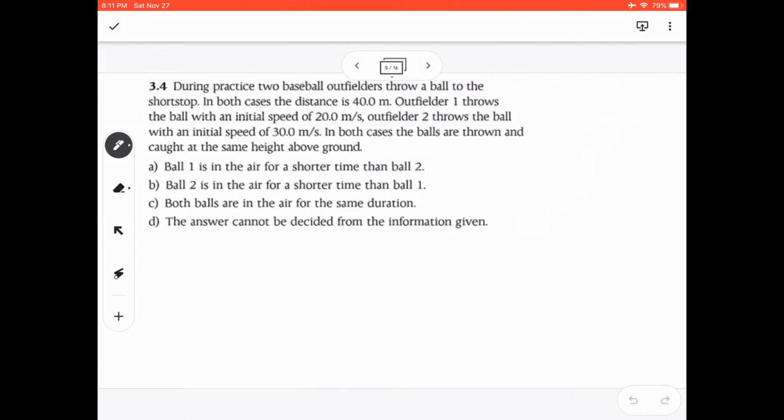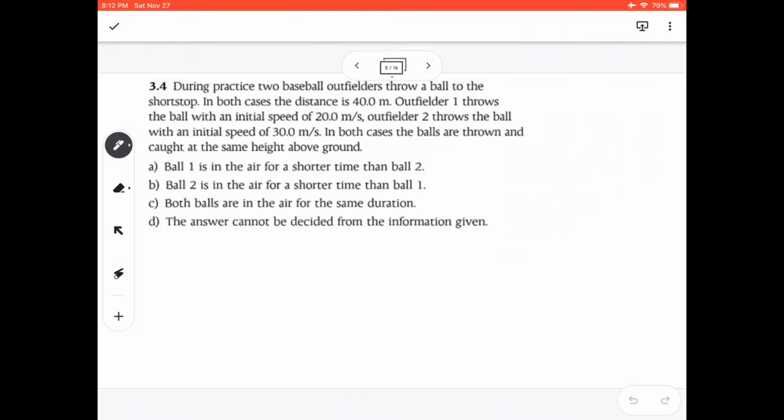Question 4. During practice, two baseball outfielders throw a ball to the shortstop. In both cases, the distance is 40 meters. Outfielder 1 throws the ball with an initial speed of 20 meters per second. Outfielder 2 throws the ball with an initial speed of 30 meters per second. In both cases, the balls are thrown and caught at the same height above the ground.